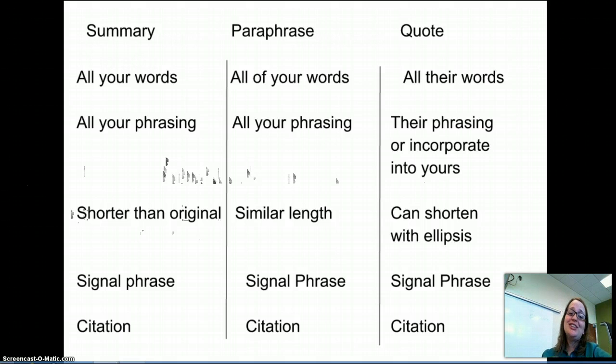For all three, you need a signal phrase and a citation. That's really important, and it's one of the things that trips up new researchers at the beginning. Every single time I include information that I didn't invent out of my own brain, I have to cite it. So hopefully these are some things that are going to help you remember as you're working on your papers how to incorporate that evidence into your own ideas. And that's what's going to make you a solid researcher and writer.